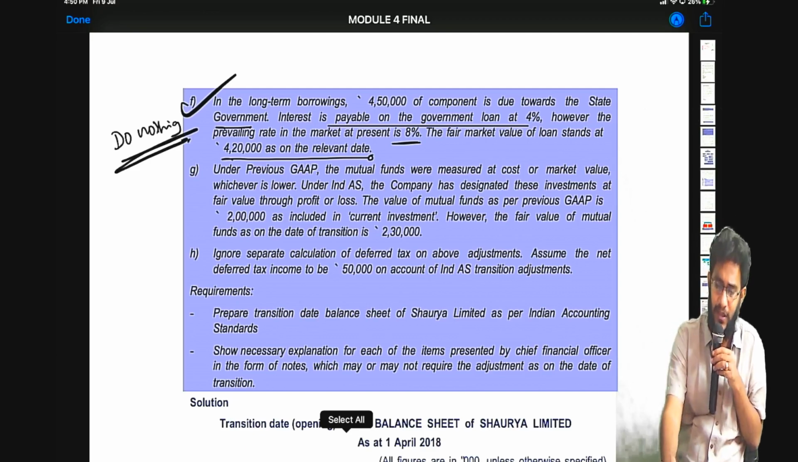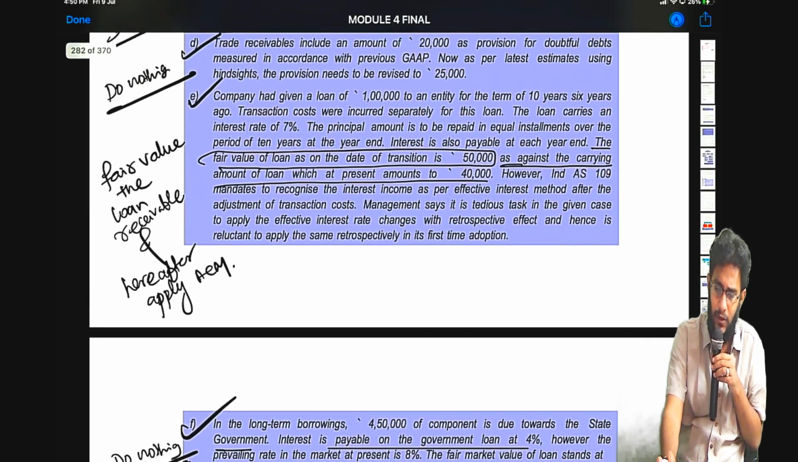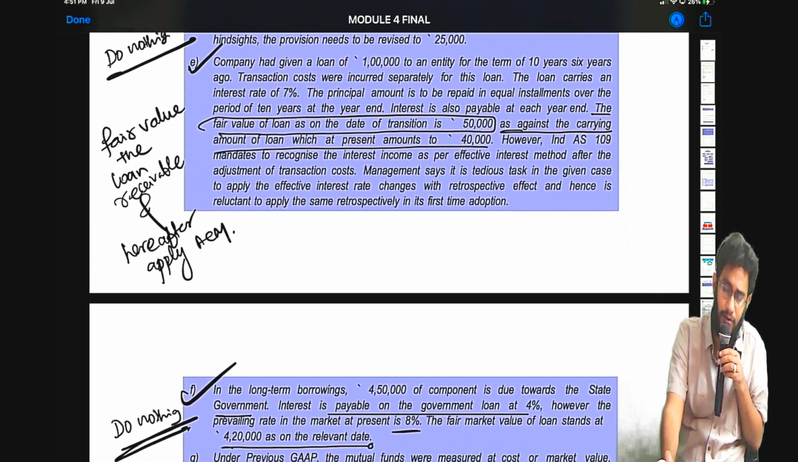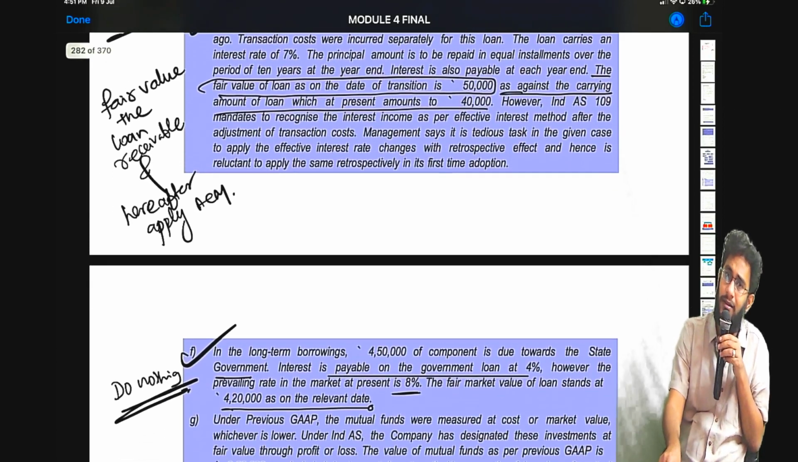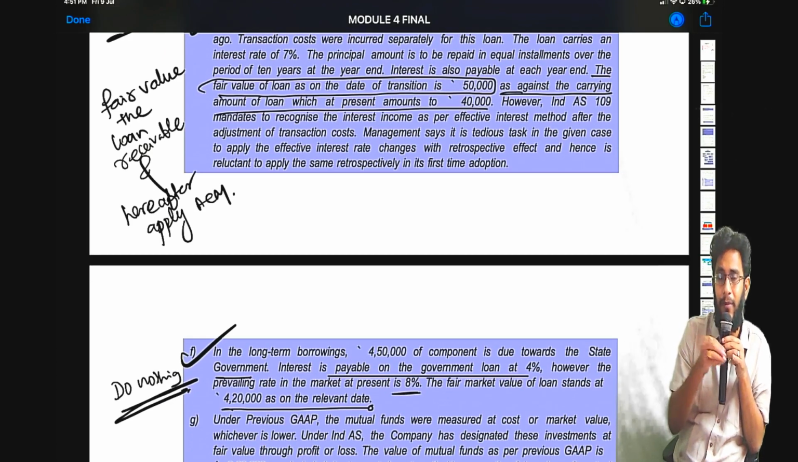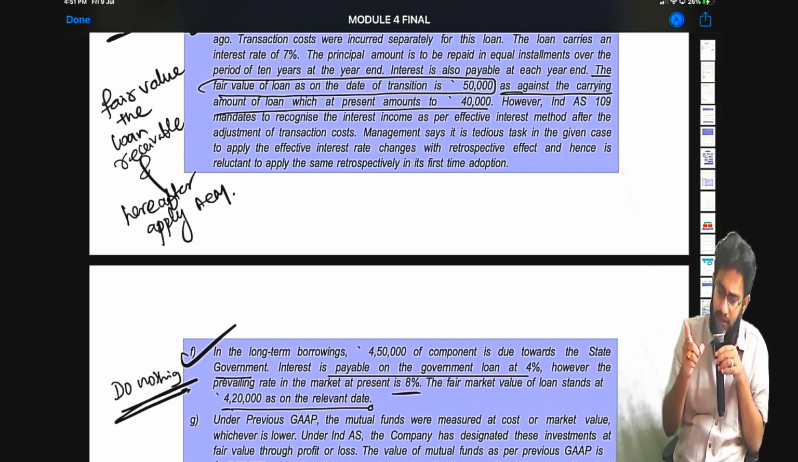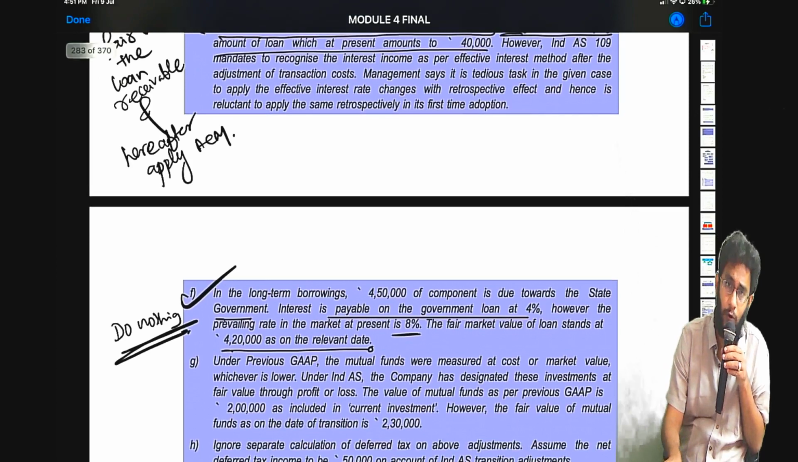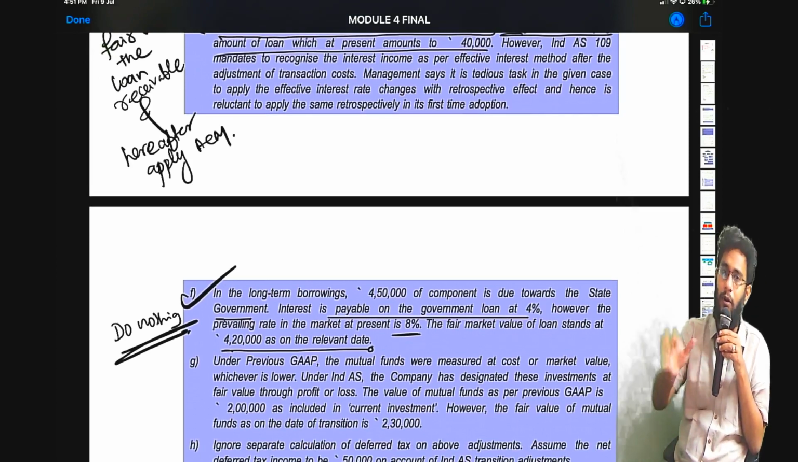You may ask me, sir, previous PPE is also a financial asset for which you did fair valuation on the transition date. Why are you not doing it here? Sir, this is not a plain financial liability that you go and fair value once and hereafter apply ACM. No, it's a government loan, sir, a concessional interest rate loan. Same thing, sir. If it was not a government concessional interest rate loan, then I would have fair valued it, and hereafter I would have applied ACM.